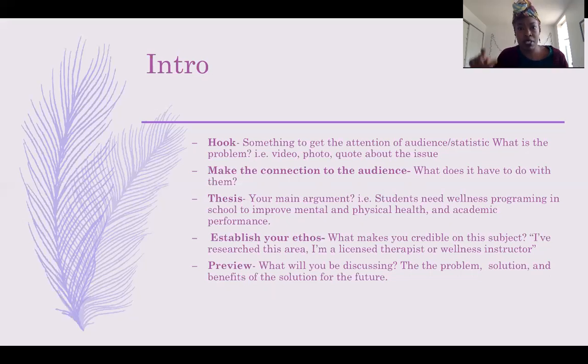So you're trying to find something that really gets the audience hooked into your topic. And then you're going to make the connection to the audience. Like, what does it have to do with them? Why should they care? Maybe, if we're using the example of texting and driving, it might be like, how would you feel if this was somebody that you cared about? Or how would you feel if you were involved in this, right? So you're trying to connect the audience to that.